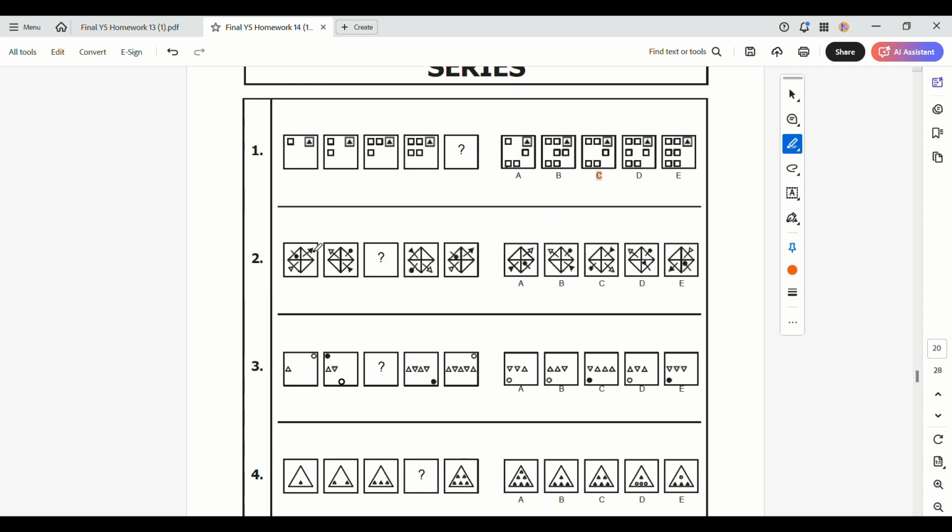Question 2. Triangles. This is pointing to the top right, and then to the top left. So next is going to be bottom left. And you can see the arrows are changing color each time. But from black to white, it's going to be black again. So black and pointing to the bottom left, that's option E right here.